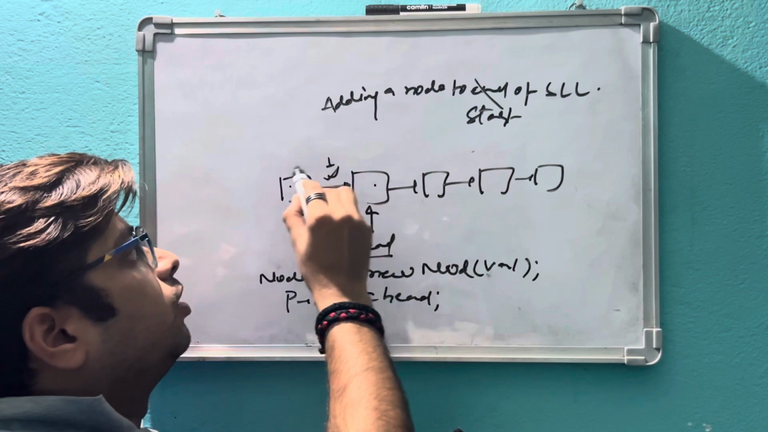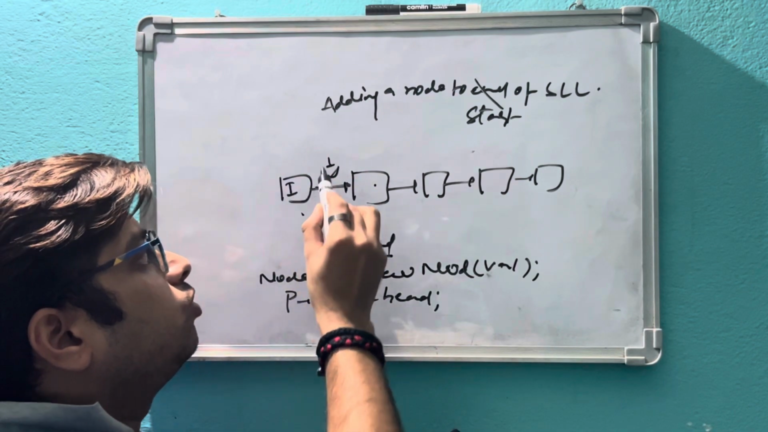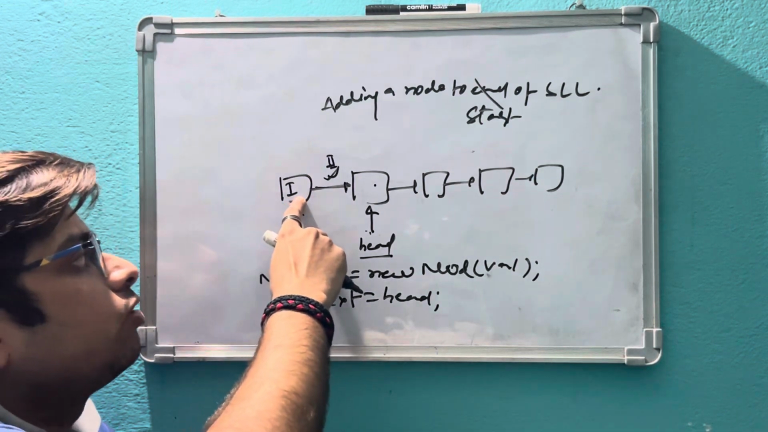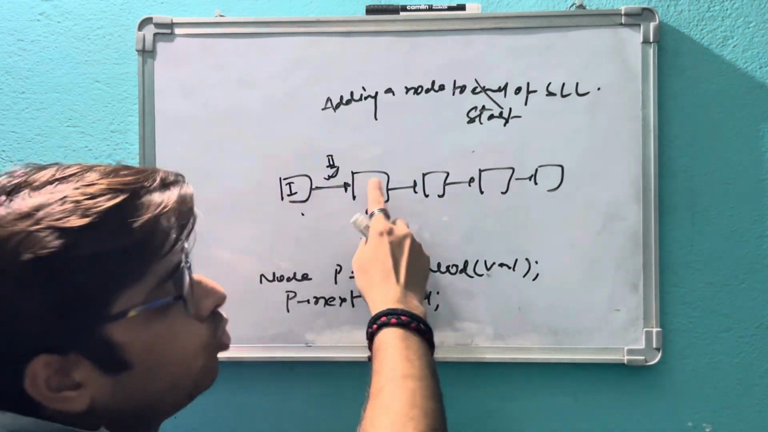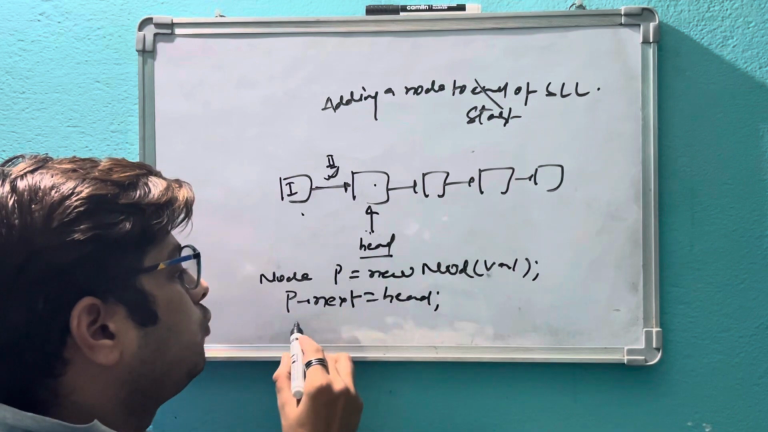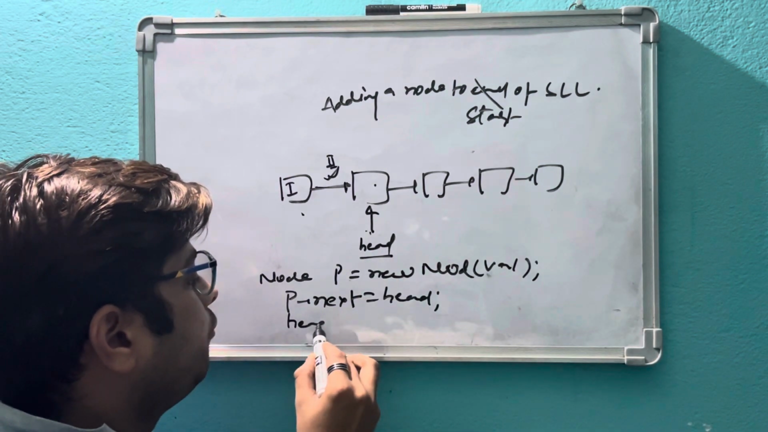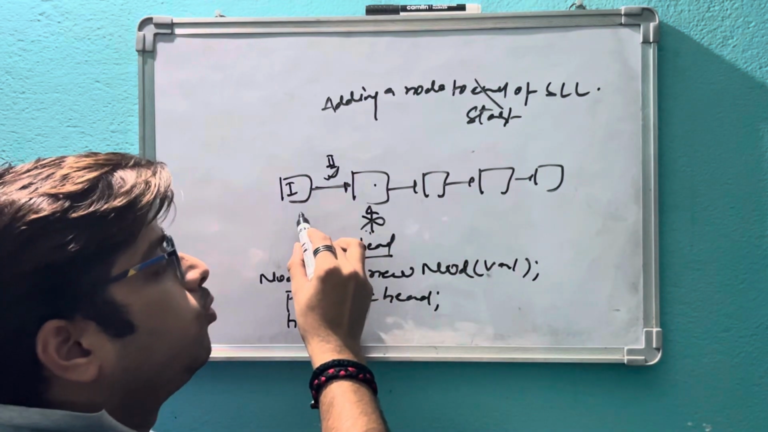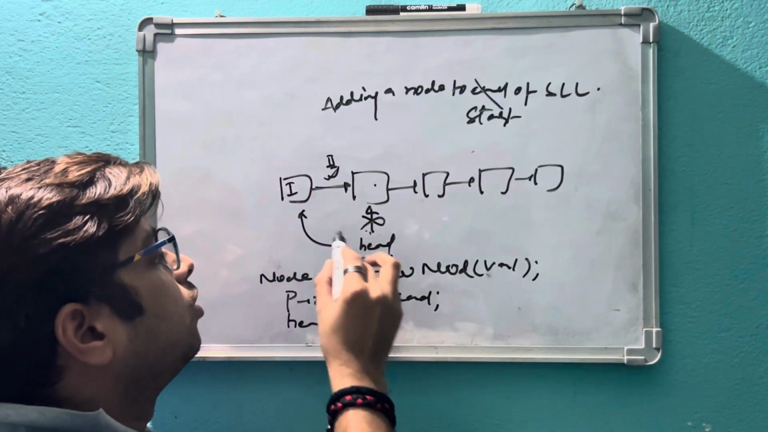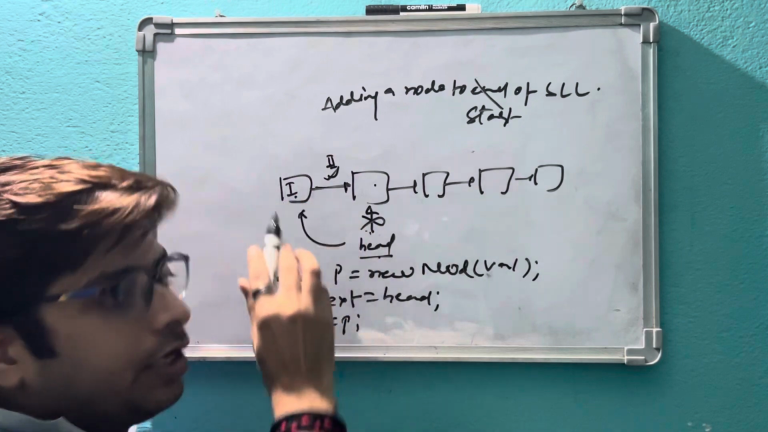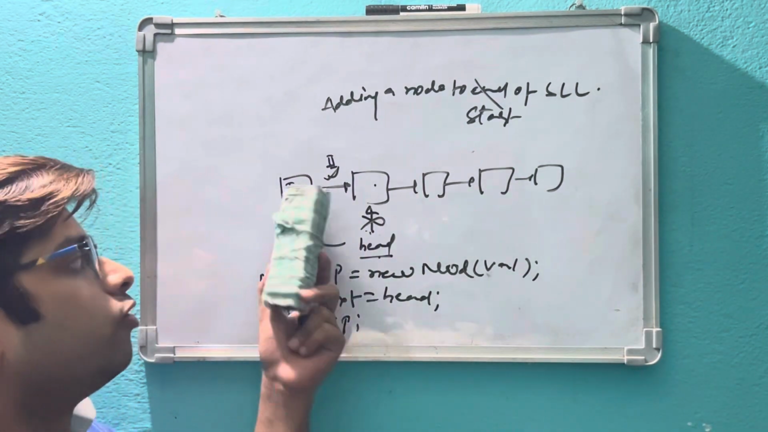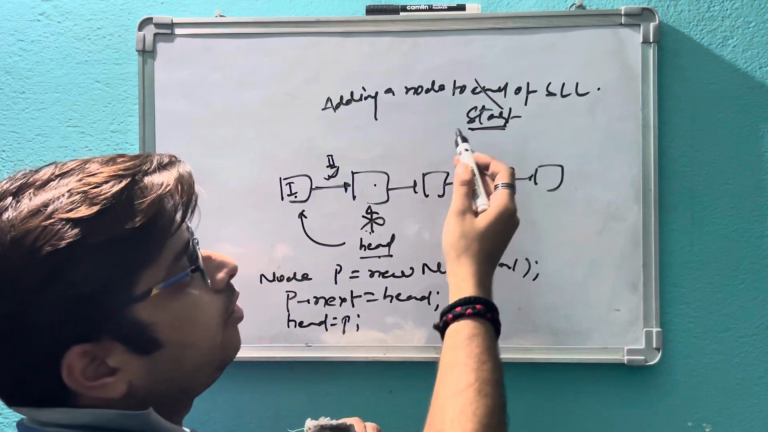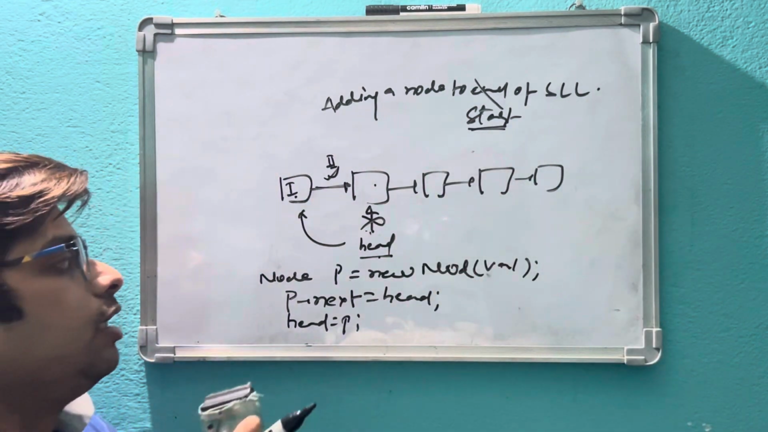That is the step. Step 1 is the creation of this node. Step 2 is linking the next of the new node to head, and afterwards updating the head value to the current new node. So this linkage will be broken, and a new link will be created where head will be pointing to the new head of the linked list. In this way we'll be able to add a new node to the start of the linked list.